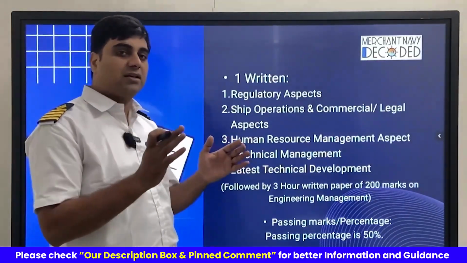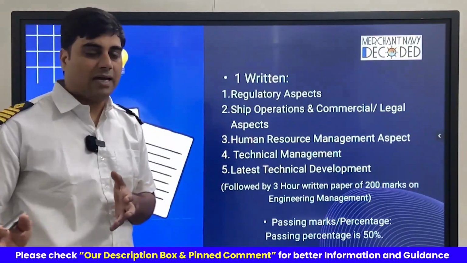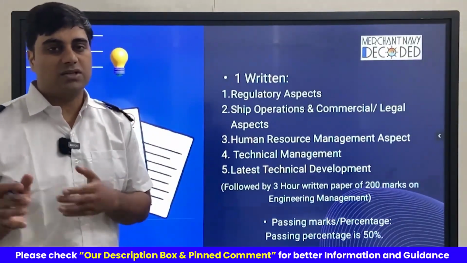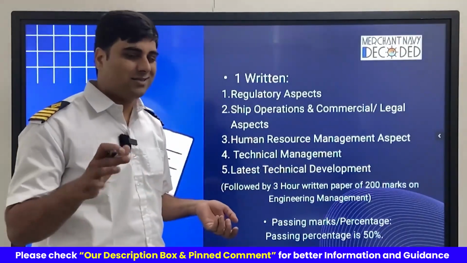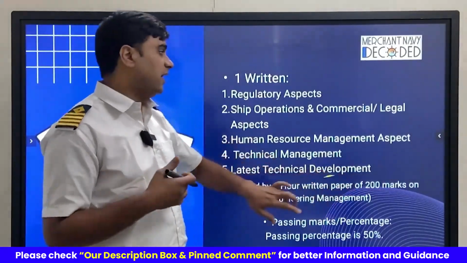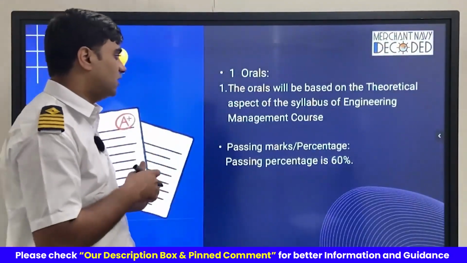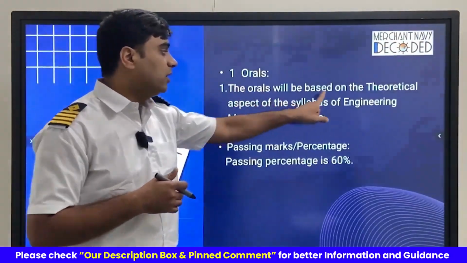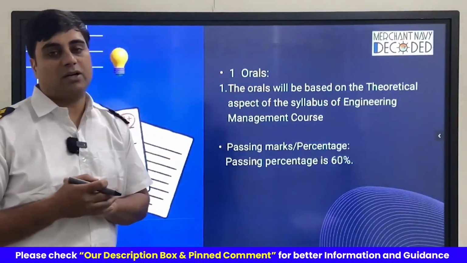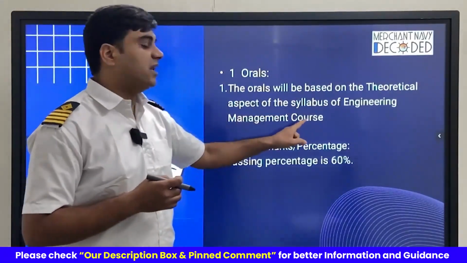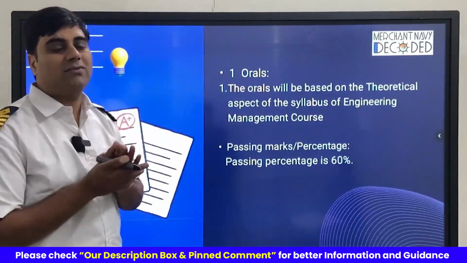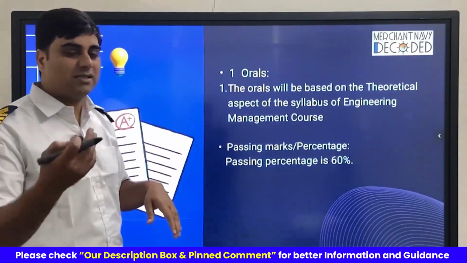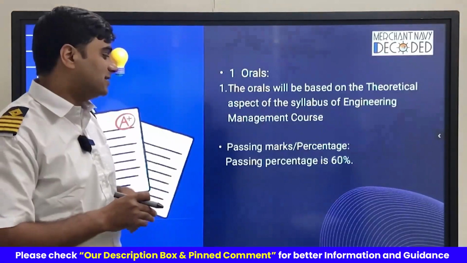So we have to appear for the number of questions that has been asked. If we have to ask 6 questions, we have to answer all those 6 questions, and the percentage passing marks is generally 50% for the written and normally 60 to 70% for the orals, right? Now the orals will be based on the theoretical aspect of the syllabus of the engineering management course, right? So as we discussed, the oral can be covered from the entire syllabus anywhere, including the latest development.